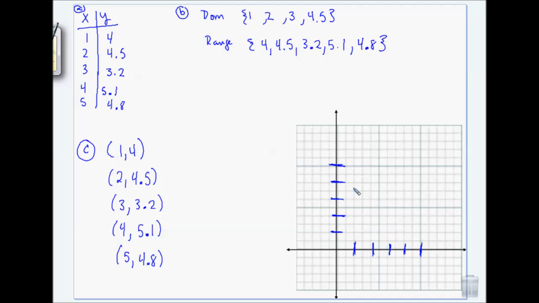Team 1 sculpture was 4. Team 2 sculpture was 4.5. Team 3 is 3.2. So 3.2 is just slightly above 3. So just put a dot slightly above 3. 5.1 is slightly above 5. And then 4.8 is slightly below 5. Okay, that was D.